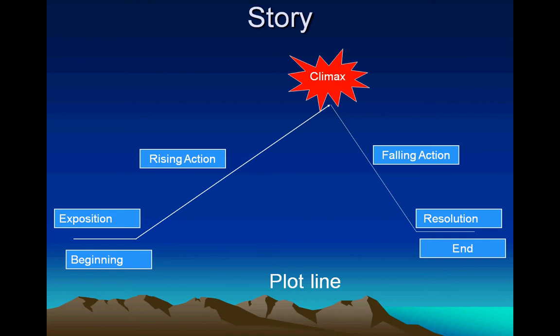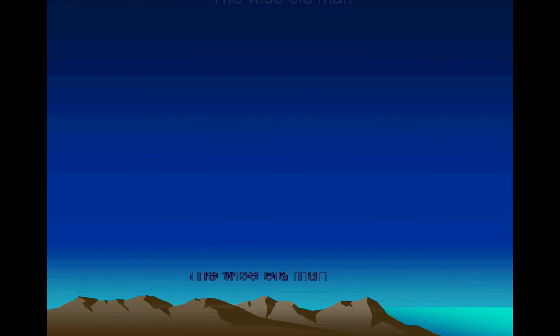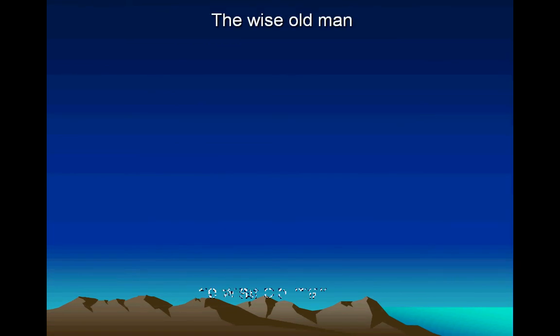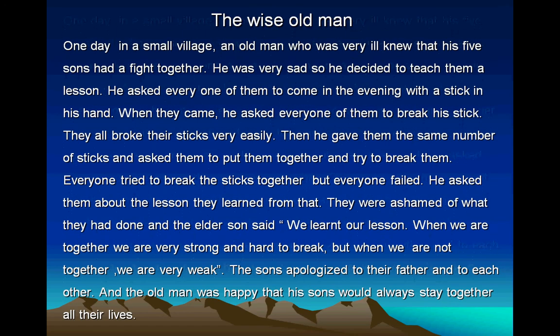This is what we call the plot line, and these are the important narrative terms in the plot line. We use these to analyze the story. When you read a story, you need to know about the conflict of the story, what's the climax of the story, the setting of the story, and the important characters in the story. This is a very simple story. It is known in nearly every culture, The Wise Old Man. Now take 5 minutes to read the story and let's analyze it.